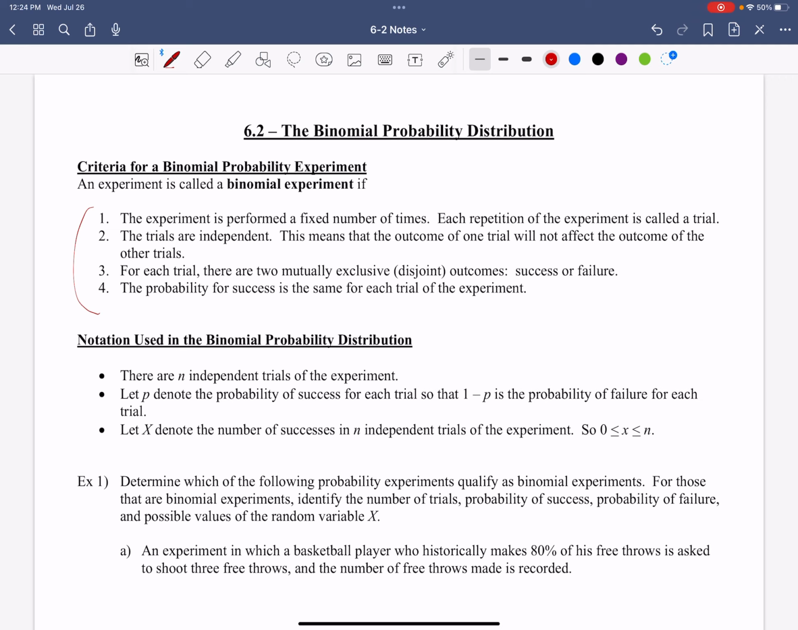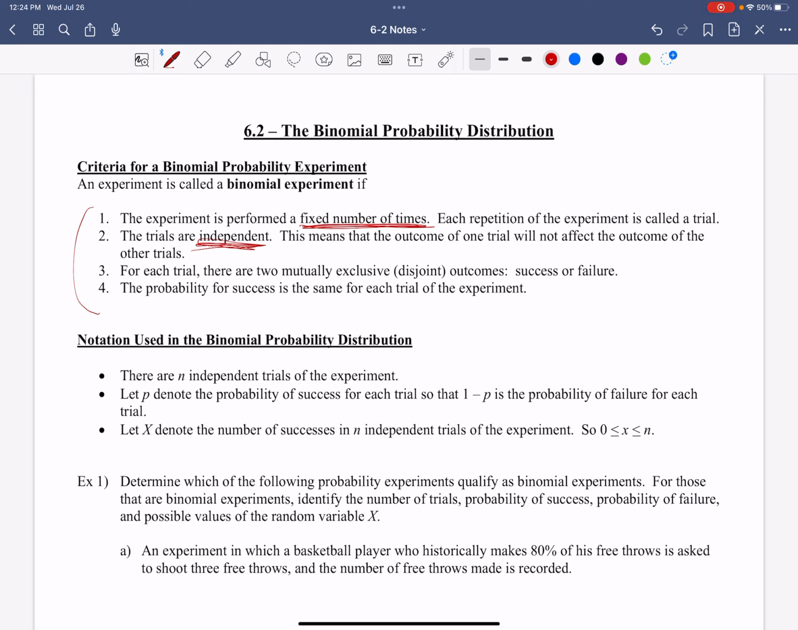All right, so let's do this. The experiment is performed a fixed number of times. Each repetition is called a trial. So it can't be an infinite number. You have to have a specific number. That's what fixed number means, a specific value. The trials are independent. That means no outcome of one affects the outcome of another. So they have to be truly separate trials.